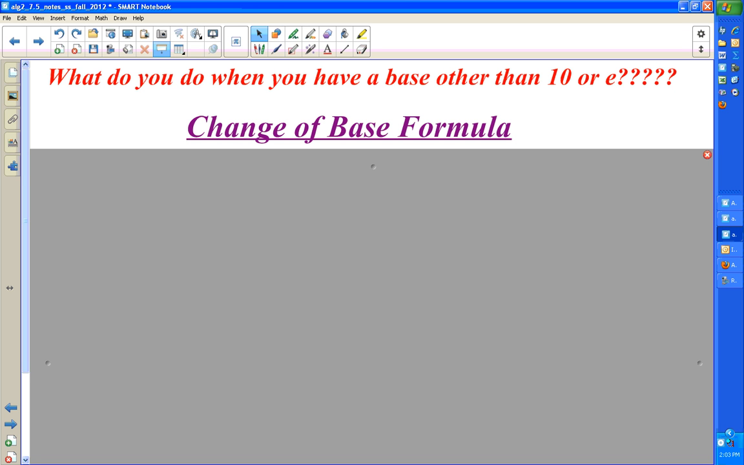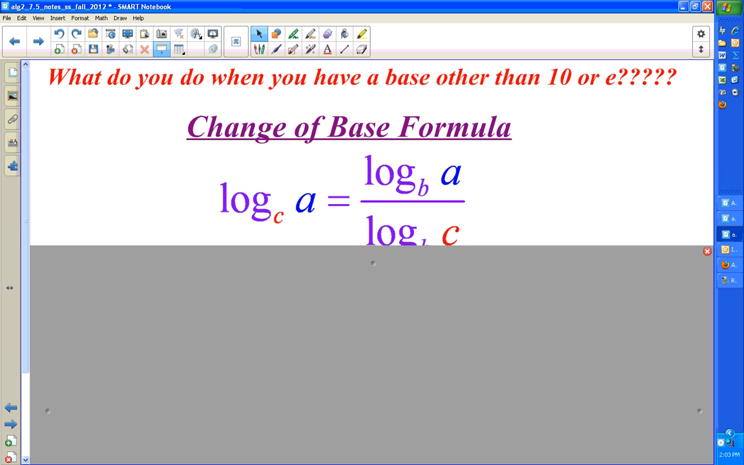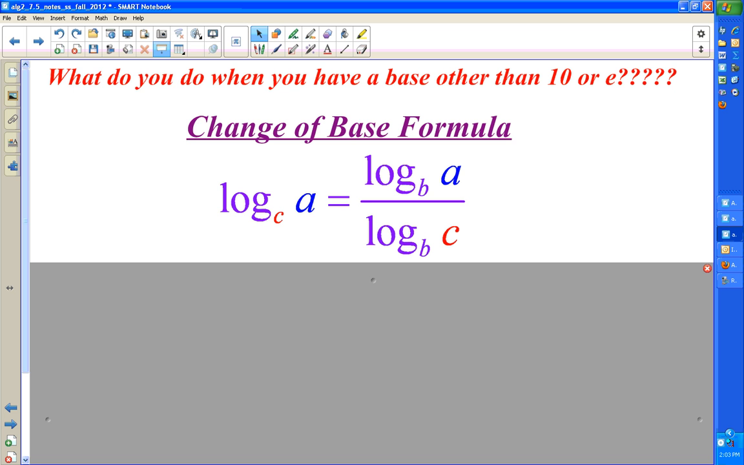All right. So when you don't have, what are our favorite bases? 10 or E. When you don't have base 10 or base E, and you didn't take the time to memorize whatever base you do have, you're pretty much in trouble. So they needed to come up with a way to change the base to a 10 or an E, which they did. And you can copy this down.